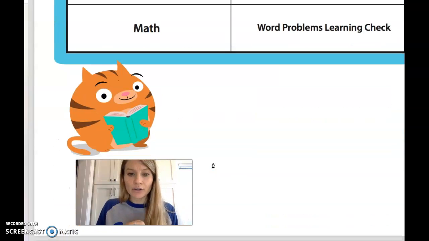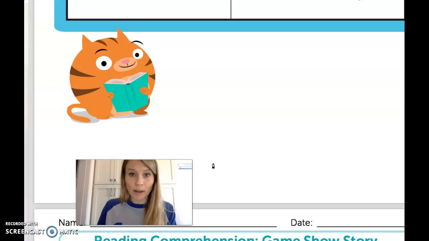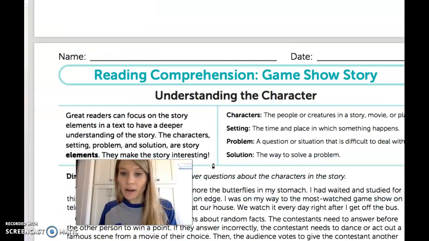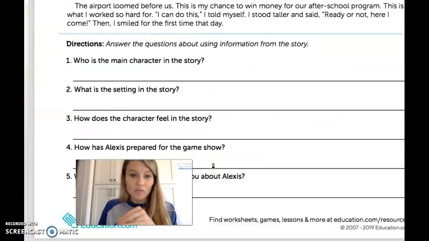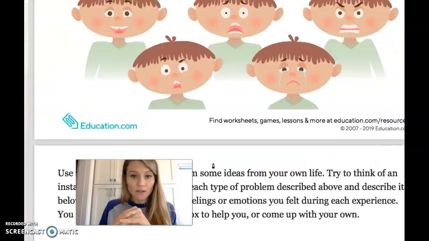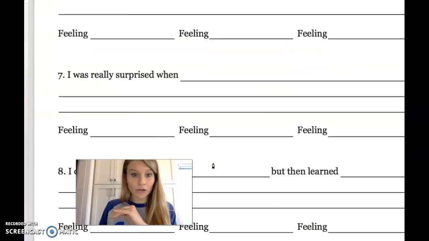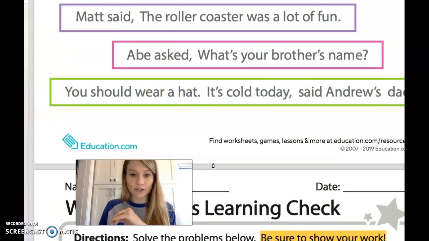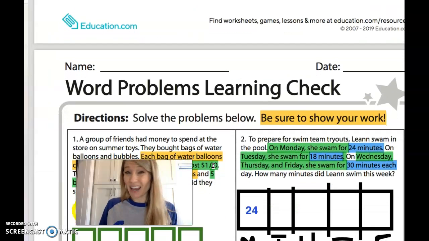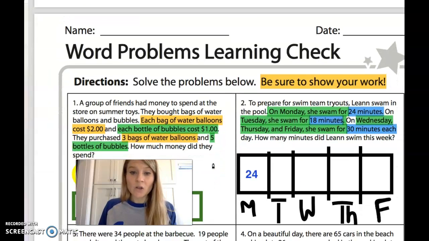So I've noticed that this particular packet doesn't have page numbers at the bottom of it, but I've been counting them as we're going. So this is going to be, if I keep flipping through, just to make sure you guys are ready, on page 10 and 11, and it's called the Word Problems Learning Check.